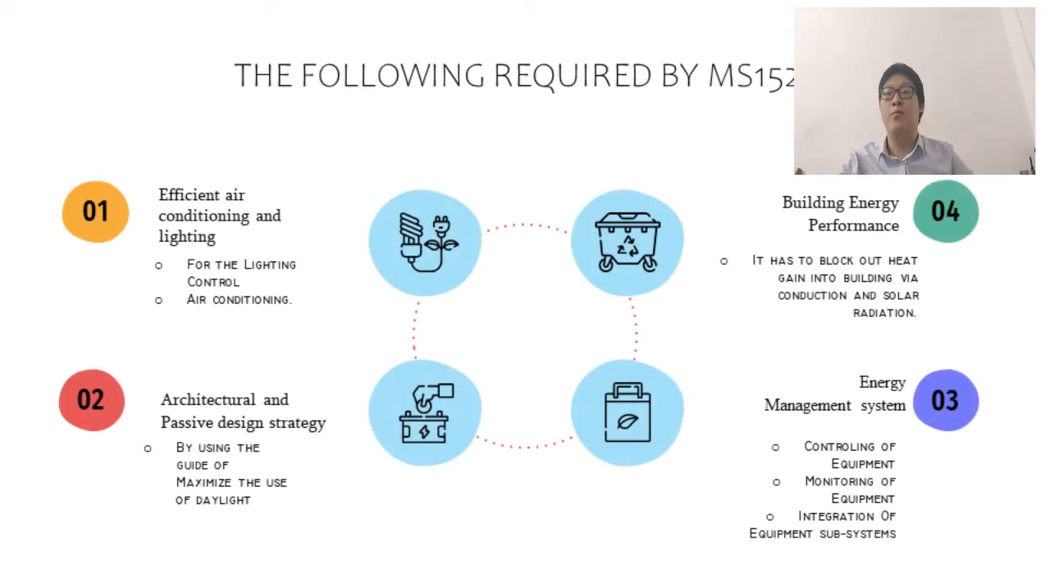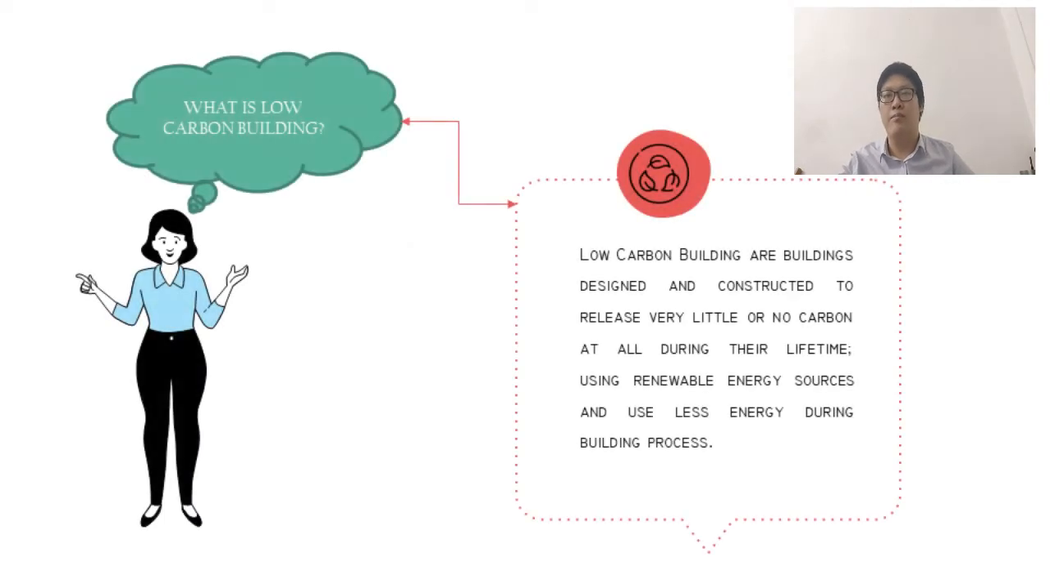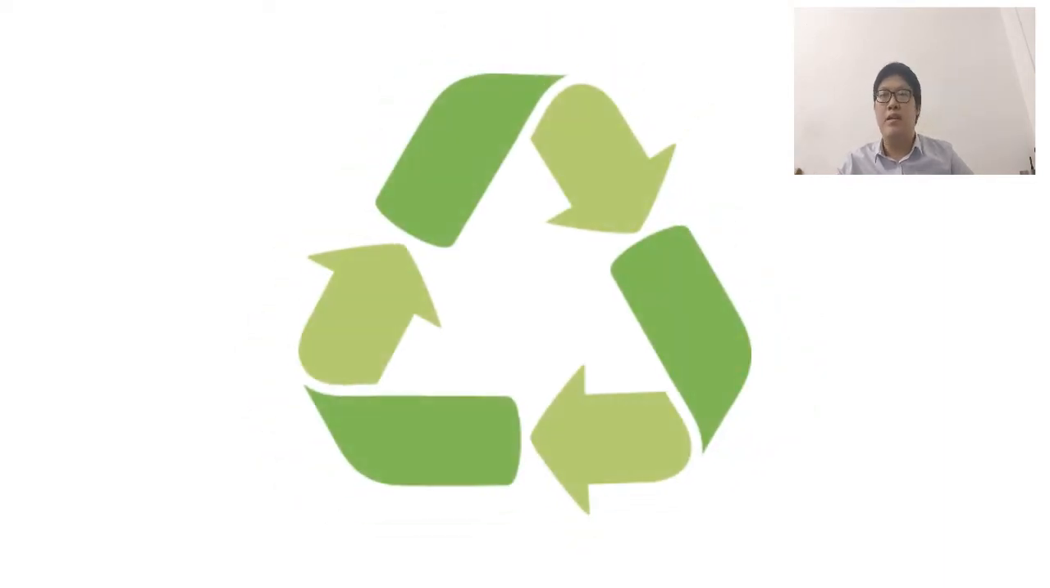I'm Yo Teck Hoy, matrix number 279289. The topic we are going to talk about is low carbon buildings. Low carbon buildings are the buildings that are designed and constructed to release very little or even zero carbon at all during their lifetime. And the ideal building materials are those recycling and reusable materials like soil, stone, timber, or biomass, and those unprocessed or very least processed materials to build the building.